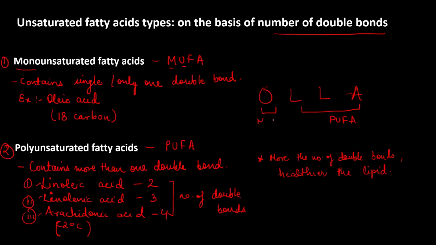And this is your MUFA, that is monounsaturated fatty acid, and it stands for oleic acid, right? So this is about the unsaturated fatty acids and their types. So we have seen the fatty acid and their type. Now next, let's move to the classification of lipids.